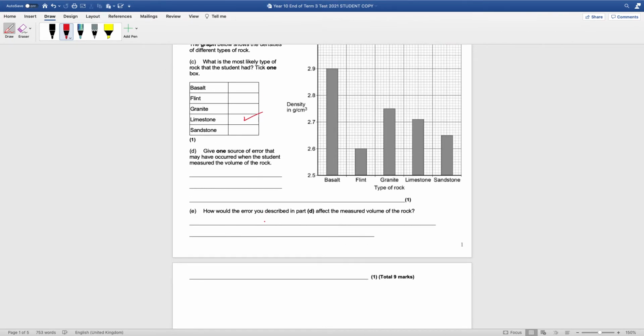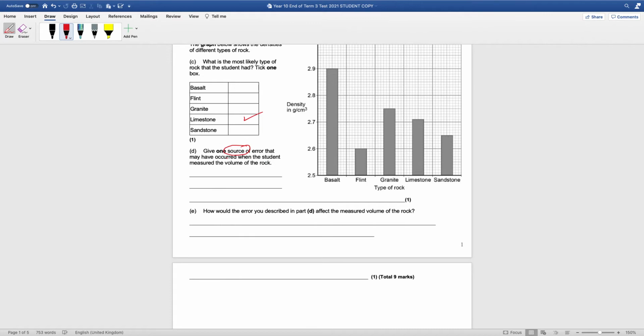One source of error. Now again, note it says source, not type. So whilst a lot of the time we're looking for systematic or random or zero, never human, that's a type of error, not a source of error. So what's the source of error here?